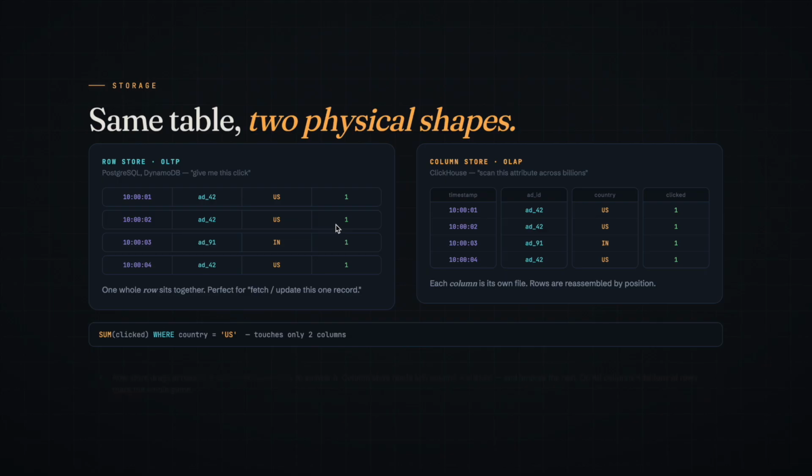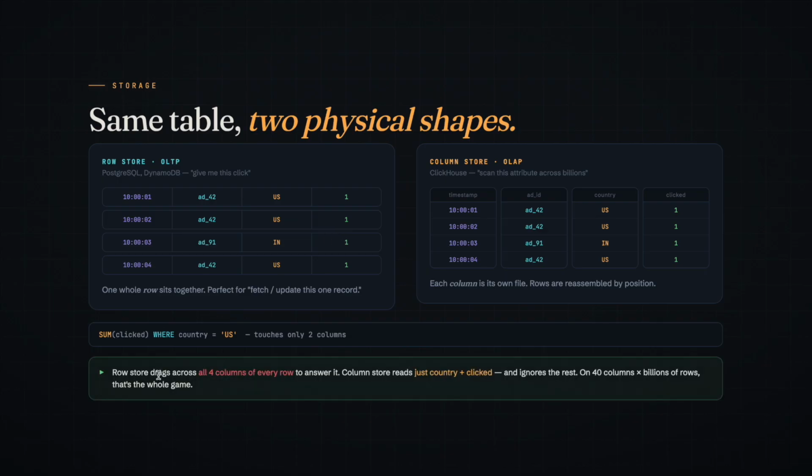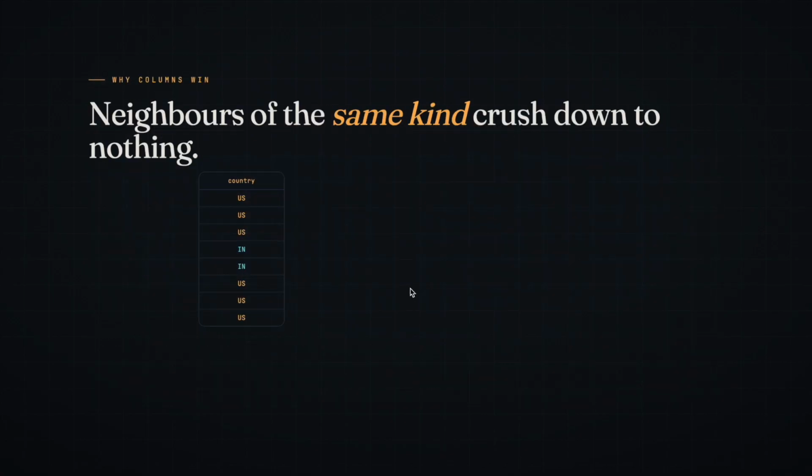So we need some storage in memory as well. So this is when row store drags across all 4 columns of every row to answer it. Column store reads just country plus click and ignores the rest. Only 40 columns among billions of rows. That's the whole game. Next, if we go, there is also the memory optimization which comes in OLAP databases.